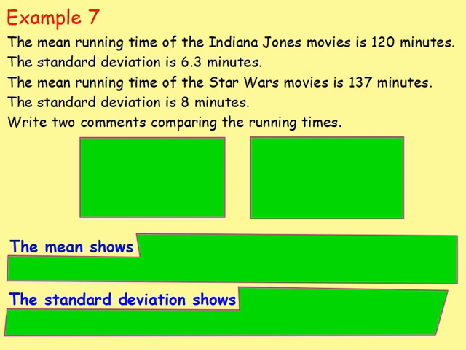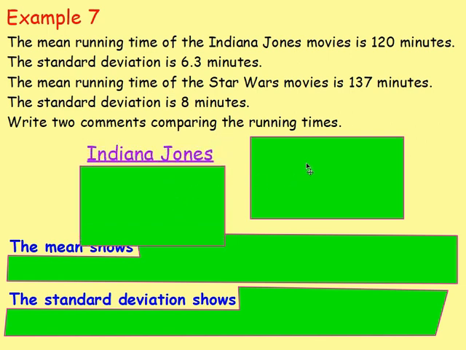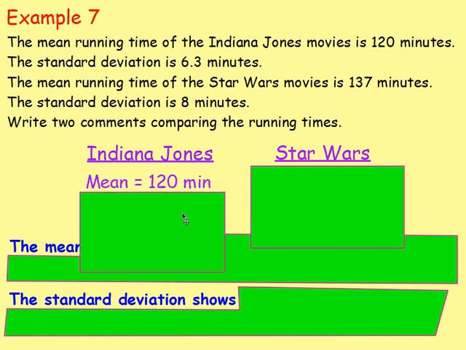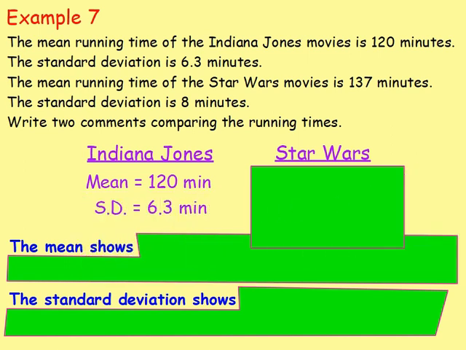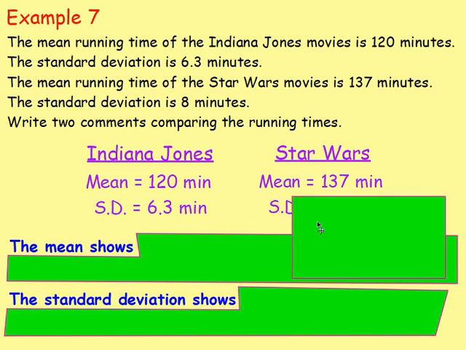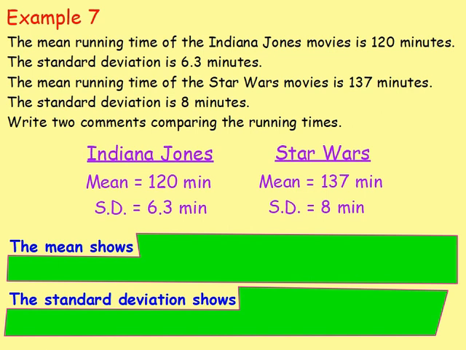The standard deviation is 8 minutes. Write 2 comments comparing the running times. So, once again, pick out the information that you have. For Indy, we have a mean of 120 minutes and a standard deviation of 6.3 minutes. For Star Wars, we can see the mean is 137 minutes and the standard deviation is 8 minutes.